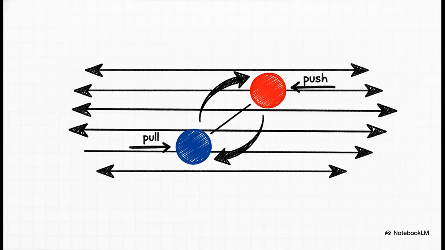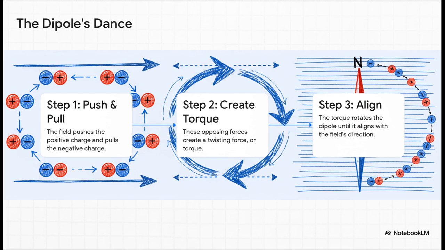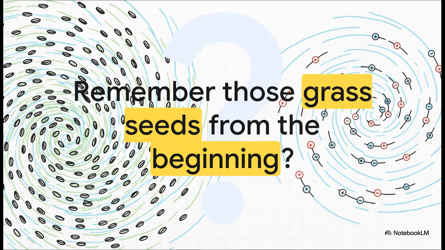The short answer? The field grabs onto it and tries to twist it. It applies a rotational force, what physicists call a torque, and it tries to make the dipole line up. Let's walk through what's happening here, this little dipole dance. First, the external field gives the positive end a push and the negative end a pull in opposite directions. Now, because those forces aren't in the same spot, they create a twist, a torque, and that torque just keeps on rotating the dipole until, bam, it finally clicks into place, perfectly aligned with the field, kind of like a compass needle pointing north.